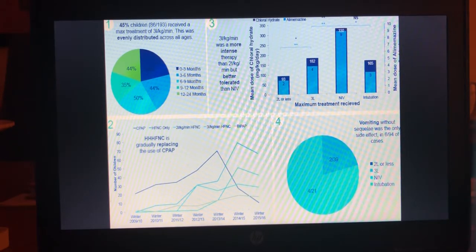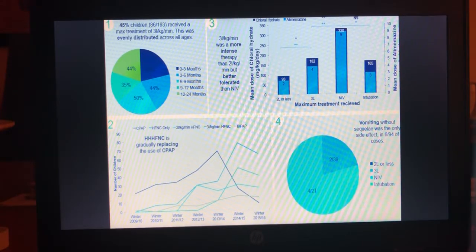Let's start with the left-hand side, which is patients receiving 2 litres per kilo per minute, and you'll see that they have just under 100 milligrams per kilo per day of chloral hydrate and around 2 milligrams per kilogram per day in the lighter blue bar for alimemazine. And that pretty much doubles, so both chloral hydrate and alimemazine double in terms of mean milligrams per kilo per day if they're receiving 3 litres per kilo per minute. And it almost doubles again when children are receiving non-invasive ventilation in the form of CPAP or BiPAP.